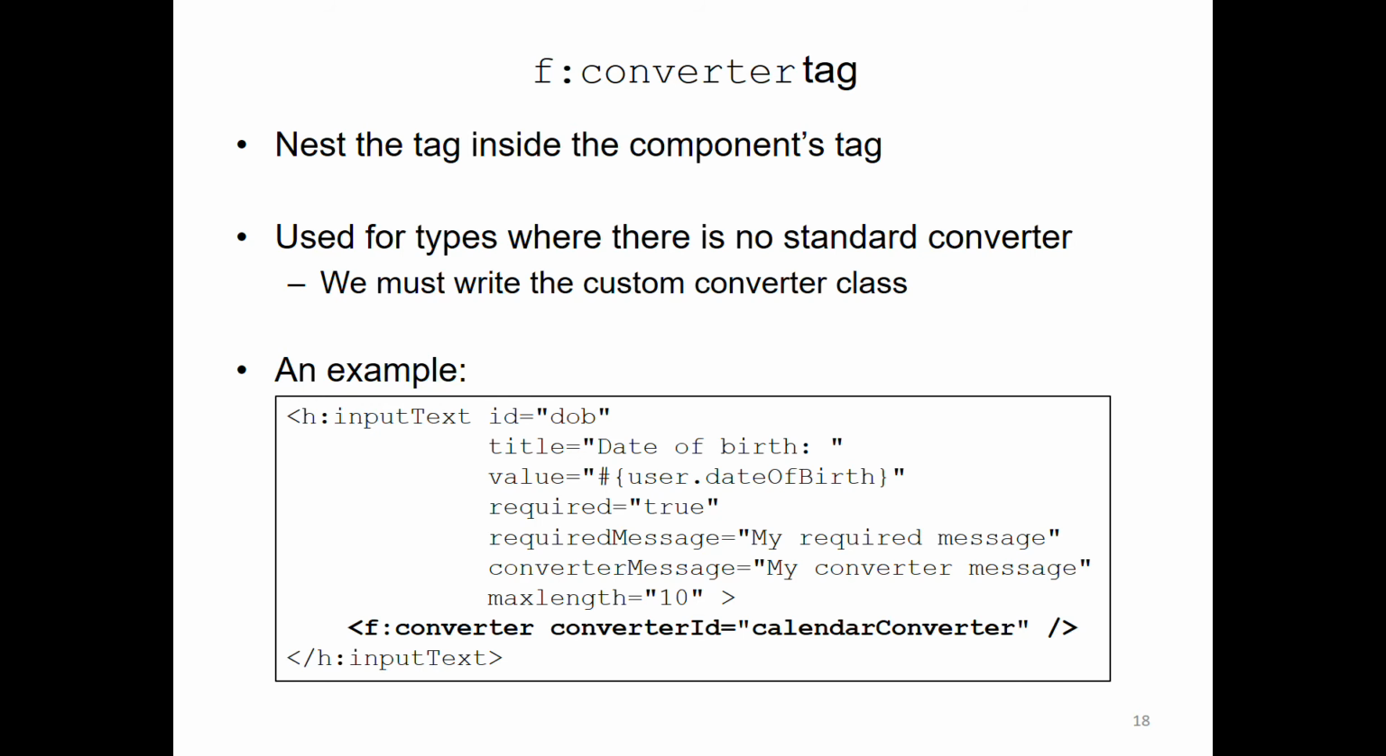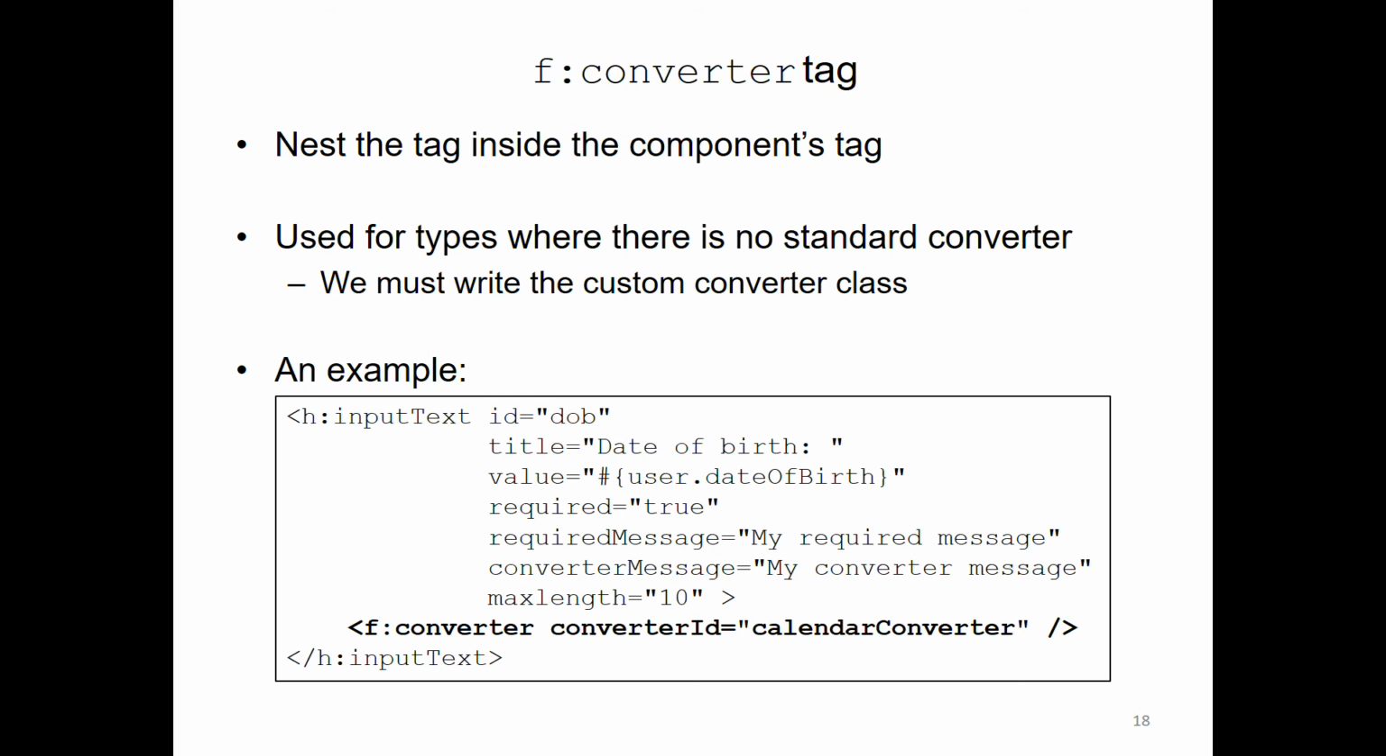Instead of a standard tag, we might want to make use of a custom converter. The custom converter is a class that we write. As part of writing that class, we will give it a name. And that name is what we use to identify in this converter tag the ID for that converter. So F:converter, converter ID equals, and then in double quotes, the name of that converter. So this is associated, as we shall see in a few moments, with a particular class.